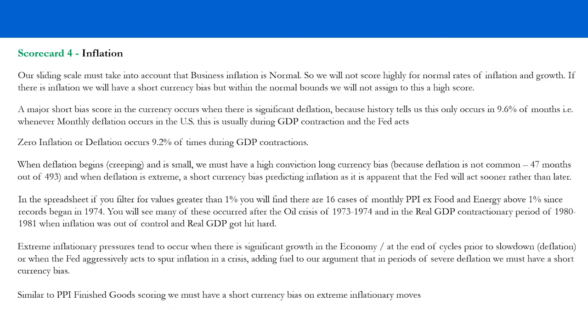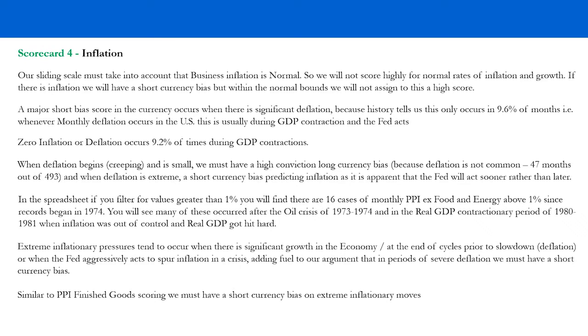Now, when deflation is small, so begins creeping, we tend to have a high conviction long currency bias because it's not common. We get 47 months out of 493. And when deflation is extreme, a short currency bias predicting inflation is the way we're going to look at it, because it's going to be apparent that the Fed will act sooner rather than later. So again, we're going to look at the extremes on the deflationary side of our sliding scale as an opportunity for a short currency bias predicting inflation.